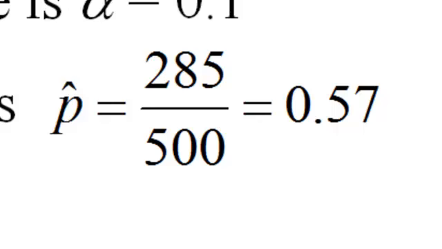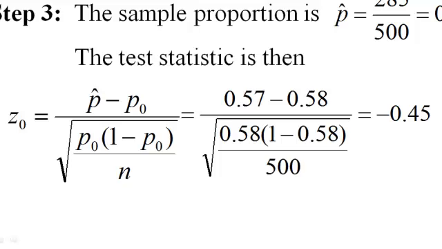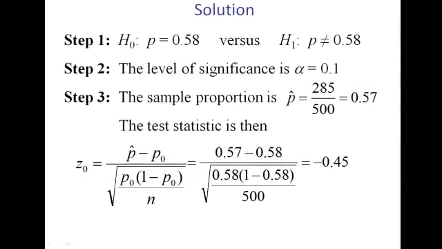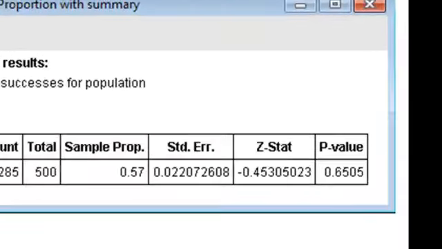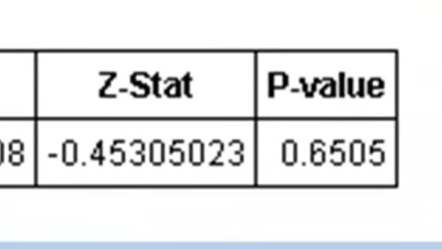And then we plug this value into the test statistic. Now we'll let the software calculate this for us, and it turns out to be z0 equals negative 0.45. Here's the output from StatCrunch. It shows the value of the test statistic is about negative 0.45, and the corresponding p-value is 0.6505.